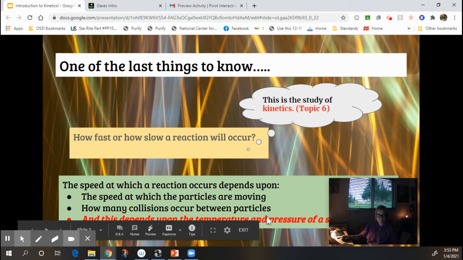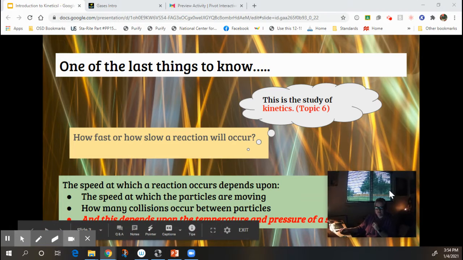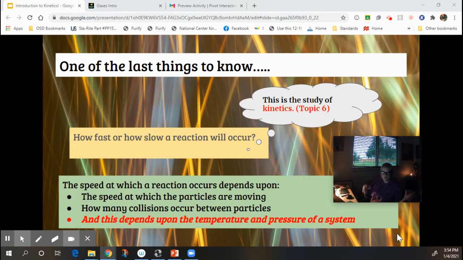So we will see here that the speed at which a reaction occurs will depend upon the speed at which the molecules or atoms are moving, how many collisions occur between the particles that have enough energy to cause a reaction, and all of this is going to depend on the temperature and the pressure within a system.